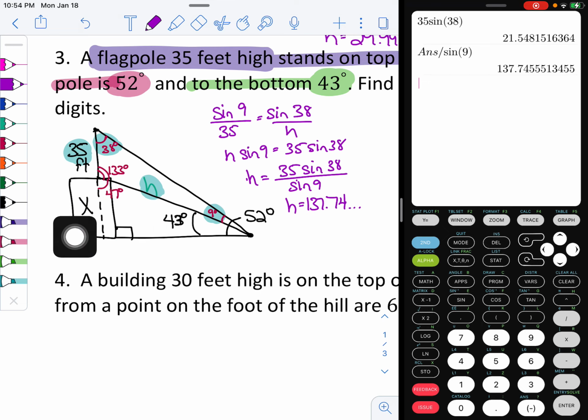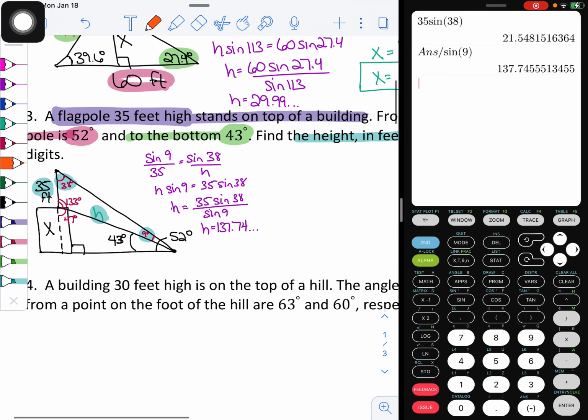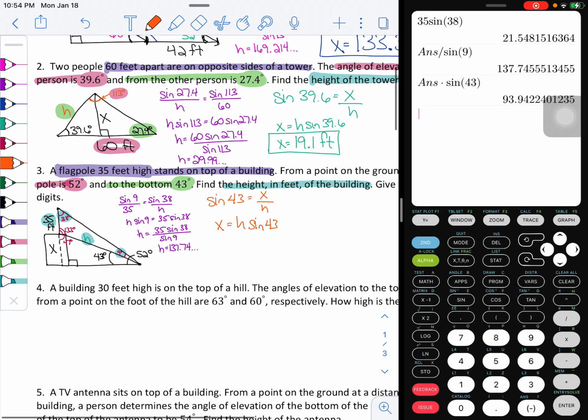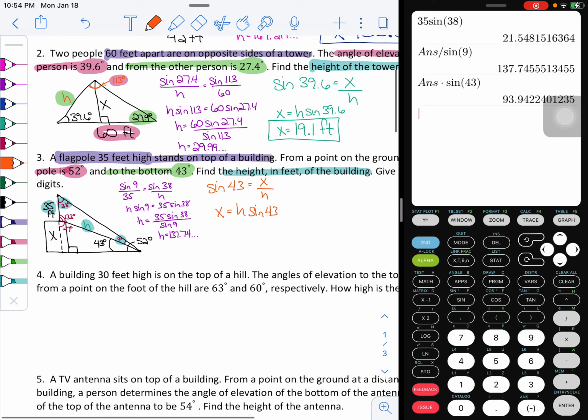All right, now that I know this hypotenuse, I can work with finding x using just the little right triangle. So let's say I go with this 43-degree angle, x is opposite, I know the hypotenuse, I'm going to set up a sine problem. So sine of 43 is equal to x over h, where h is the hypotenuse. So x is going to equal h sine of 43. Remembering that h is sitting in my calculator, I'm going to hit times sine of 43.